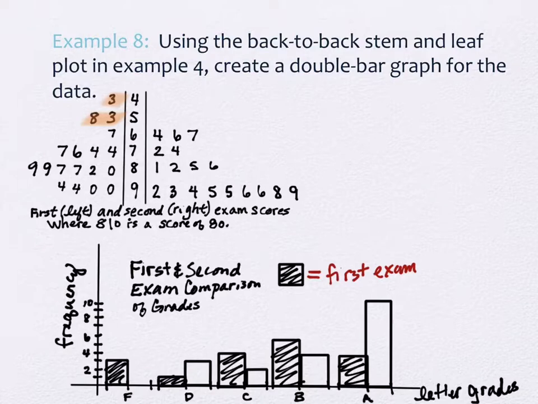And then on the other one, you decide that you're going to go with shading up and down. Yours will look better than mine because you're doing it with pencil. Shading's better in pencil. And then you say that this shading that goes up and down equals the second exam.